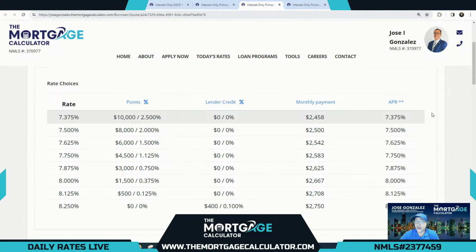So here, our lowest cost option is 8.25% with a little bit of a lender credit. And you can buy that down all the way to 7.375, which is an amazing rate, at a cost of 2.5 points.